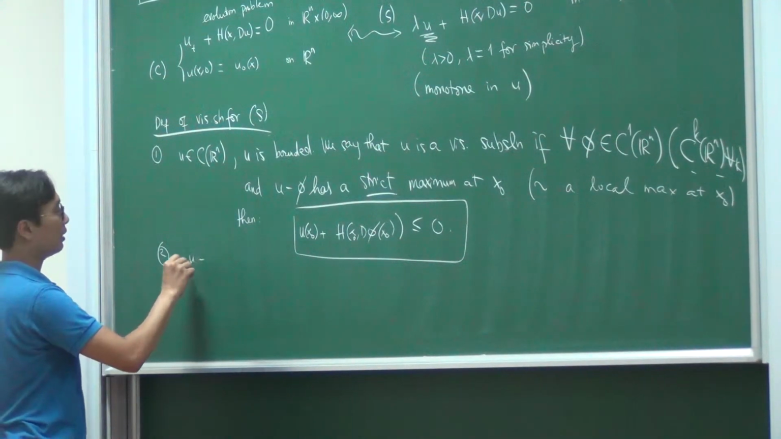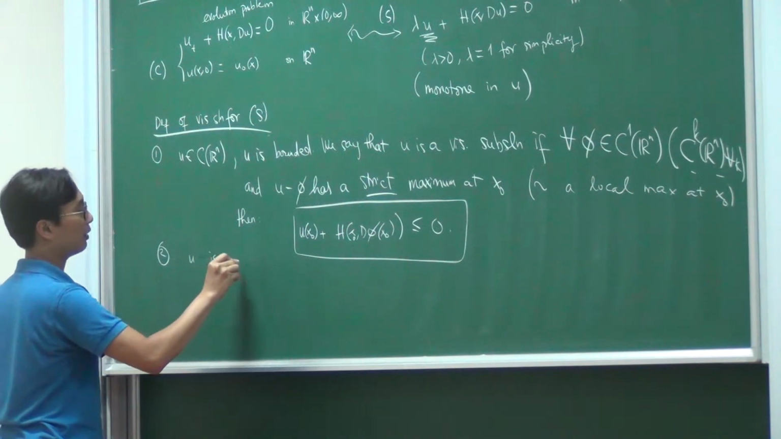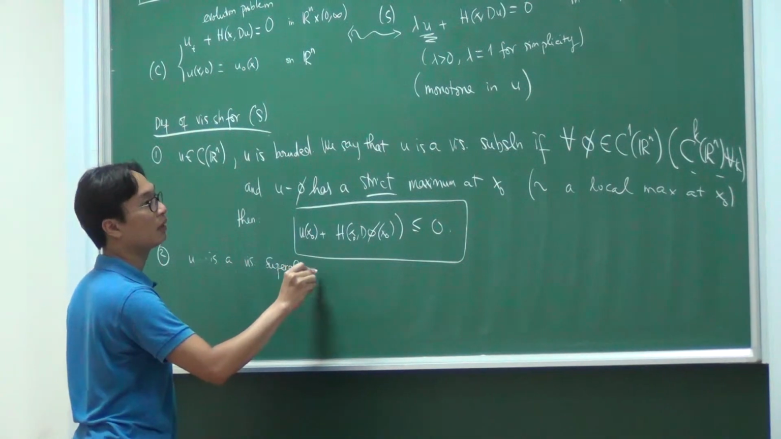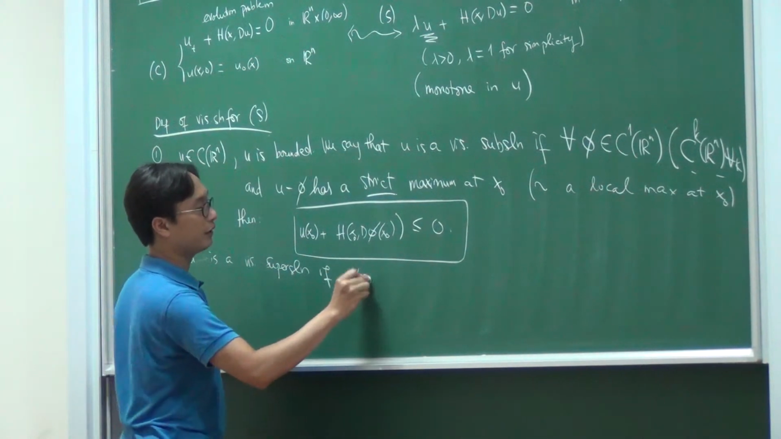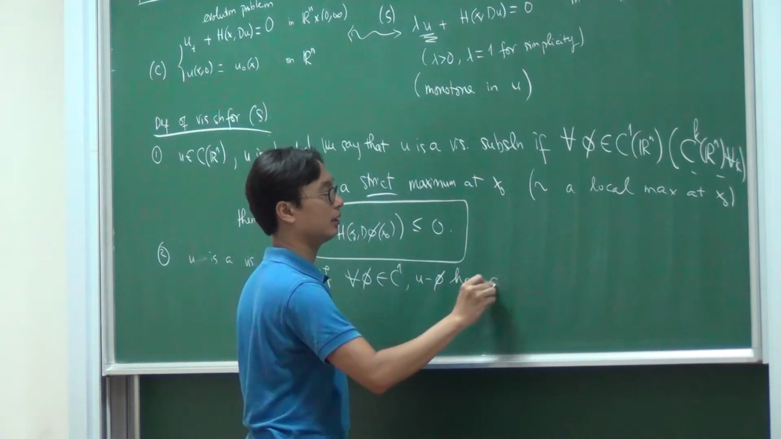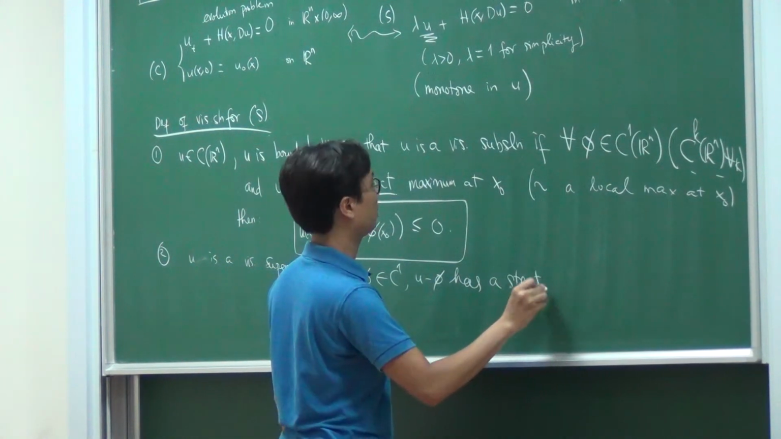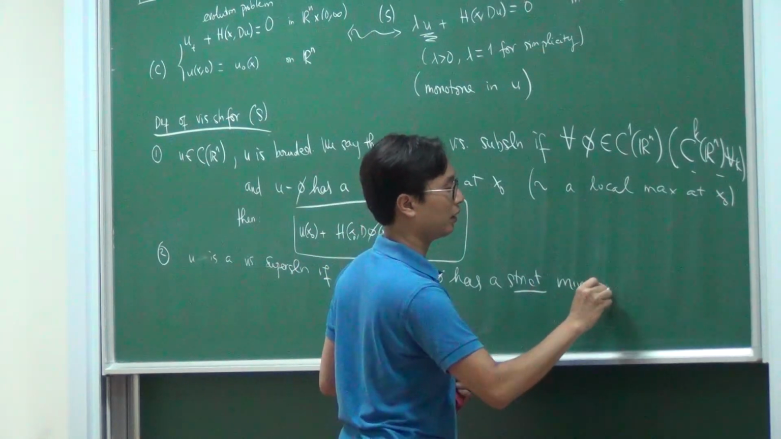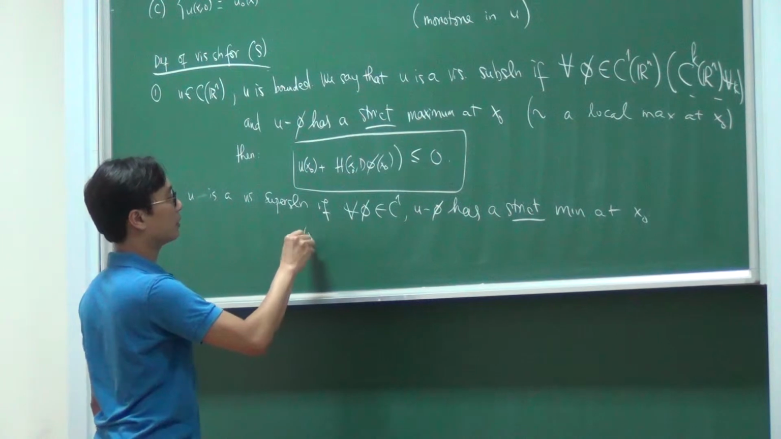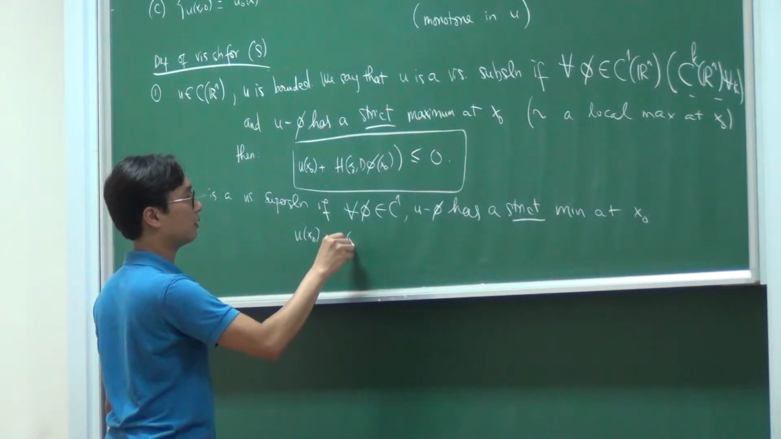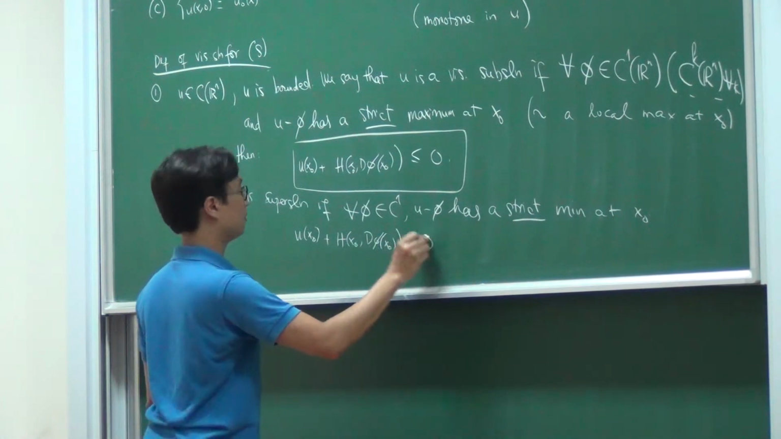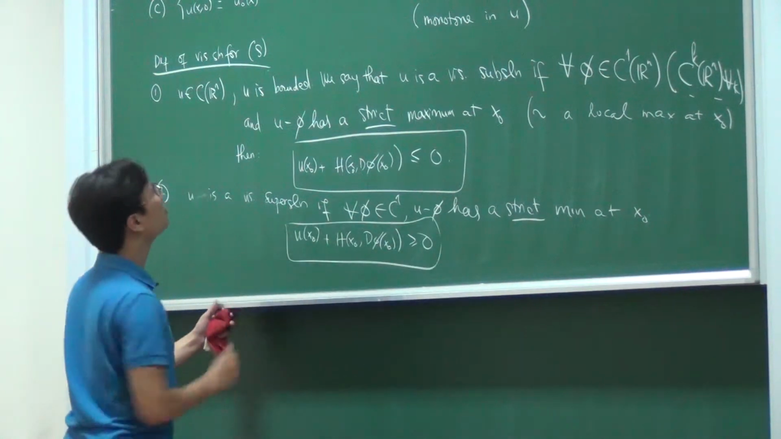And u is a viscosity supersolution if for all phi in C^1, u minus phi has a strict minimum at x0, then I have u of x0 plus H of x0, Dphi of x0, greater than or equal to 0, and so on and so forth.